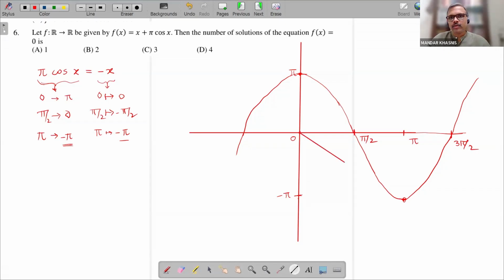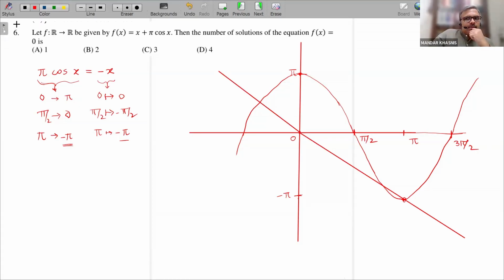you see what is happening? It is intersecting at 3 points. That is a very interesting thing that happens, and that is going to happen because this curve comes down and goes up. And exactly at minus pi, it has the infimum.